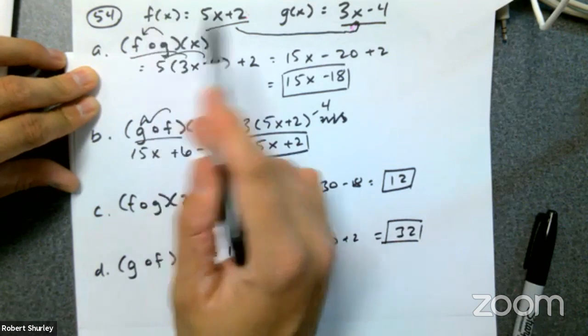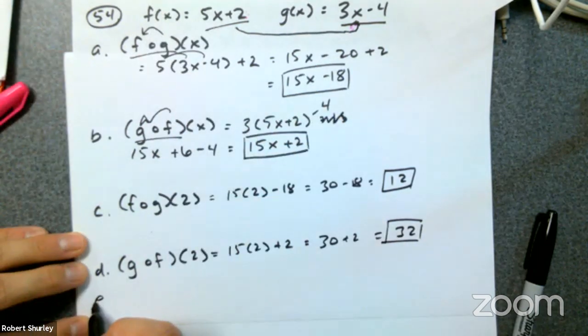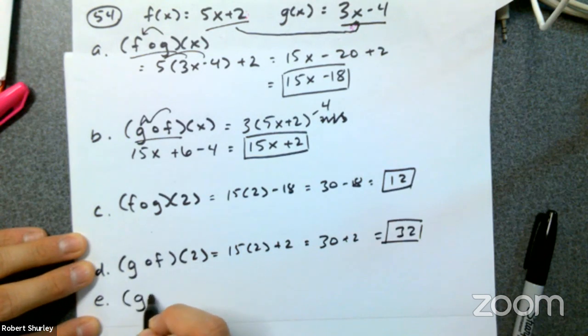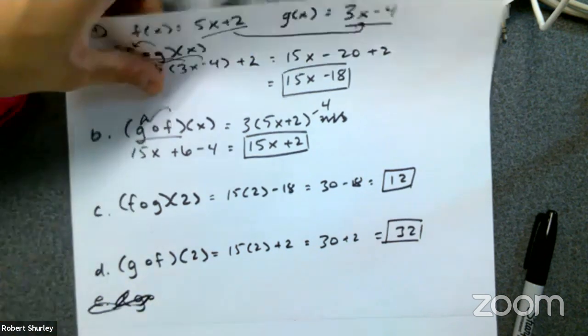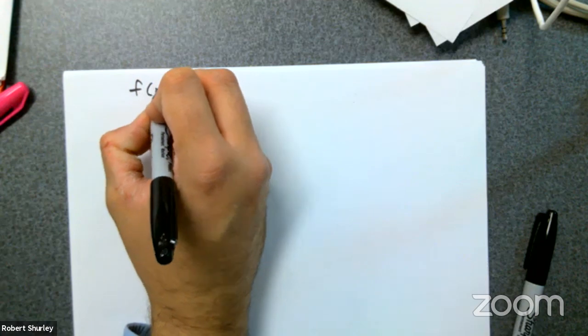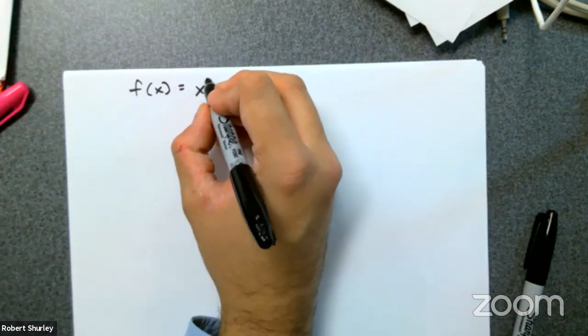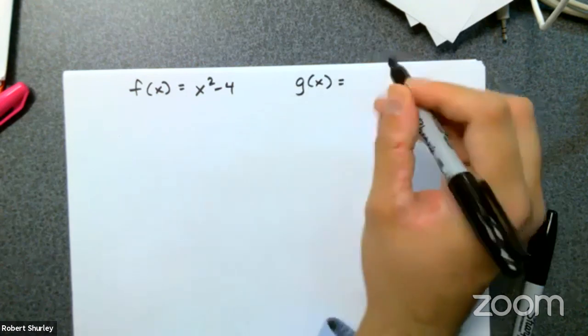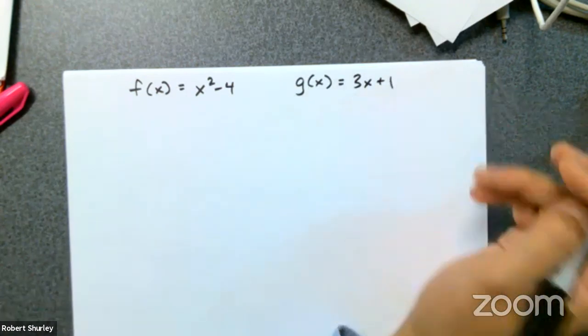Let's keep the same f and g, but let's do... Let's say I wanted to know what's g composed... Oh, never mind. I lied. Hold on. Let's do a whole other one. I'm going to make up one. Let's say we've got f of x equals x squared minus 4, and g of x equals 3x plus 1.